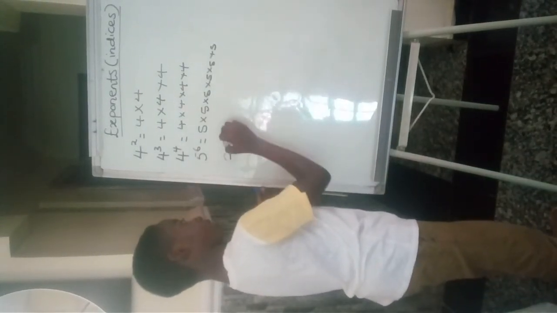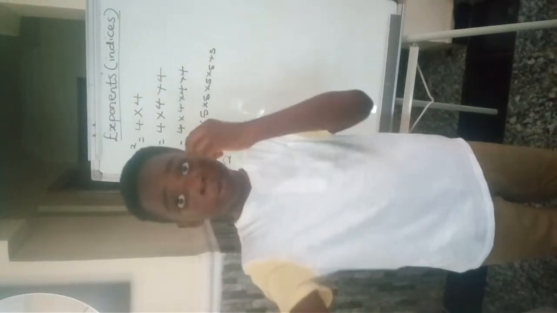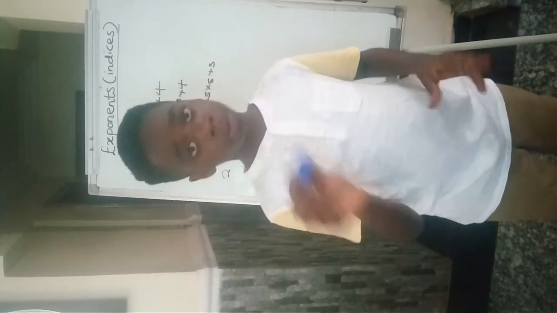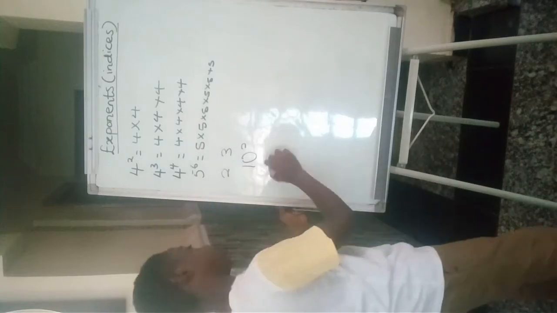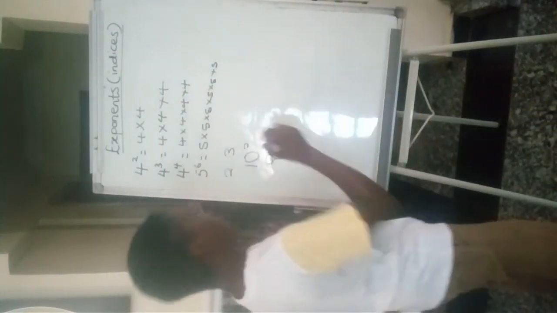Most common exponents are 2 and 3. When a number is raised to the power of 2, that means that number is squared. For example, 10 squared. When a number is raised to the power of 3, that means the number is cubed. Another example, 8 cubed. Now you know that exponent means repeated multiplication.